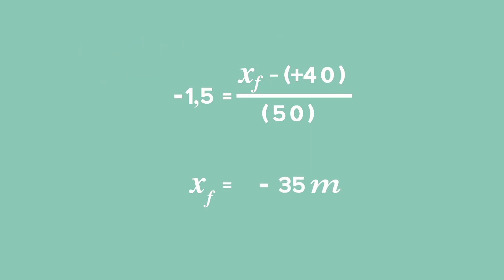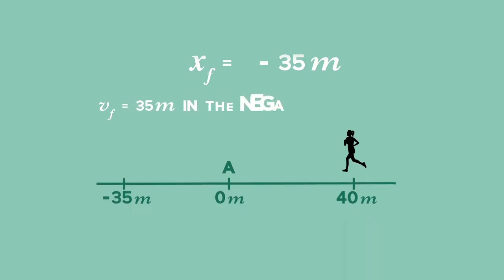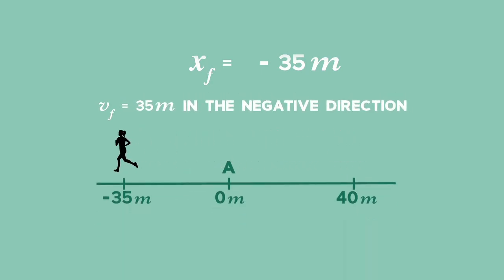That is very important. It tells us that the final position of the person is negative 35 meters in the negative direction. Remember that we need to write out the final vector displacement with a direction. So the final position is 35 meters in the negative direction.